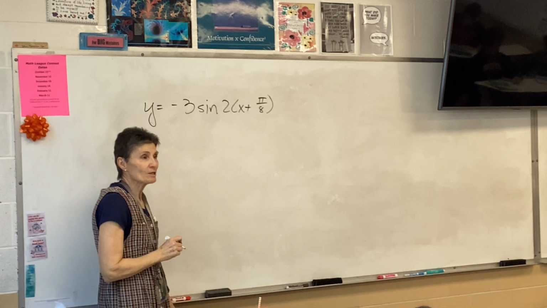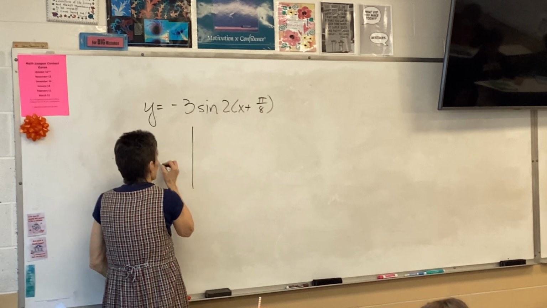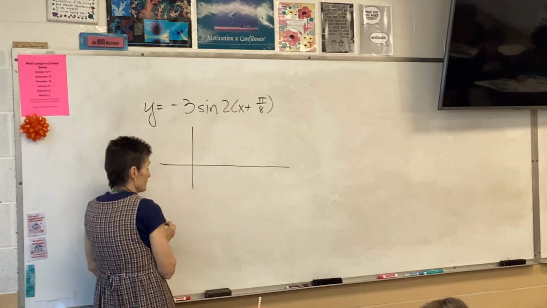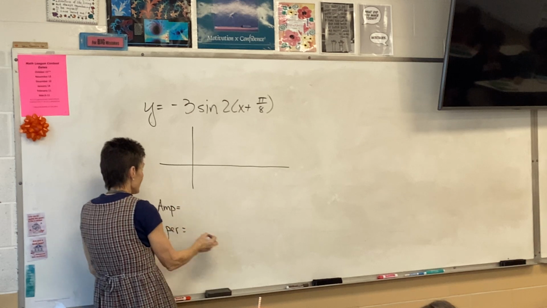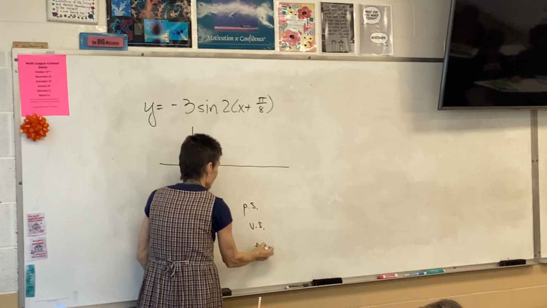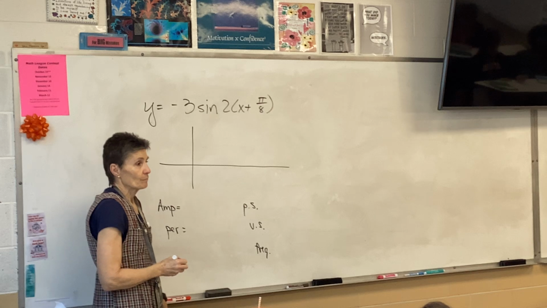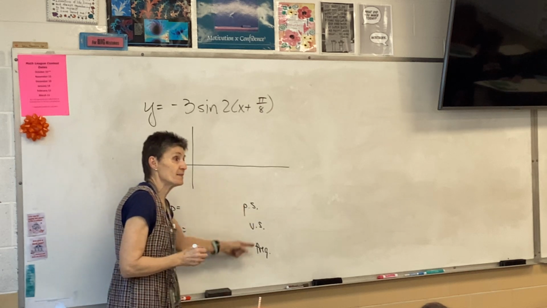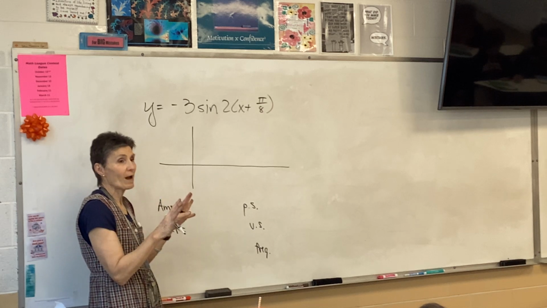Okay, so the question is, just like it was on your test, draw a sketch of it, and then tell me the amplitude, period, phase shift, vertical shift, and frequency. Okay? Now, some of this, in fact, maybe all of this, you can tell me before you graph it.